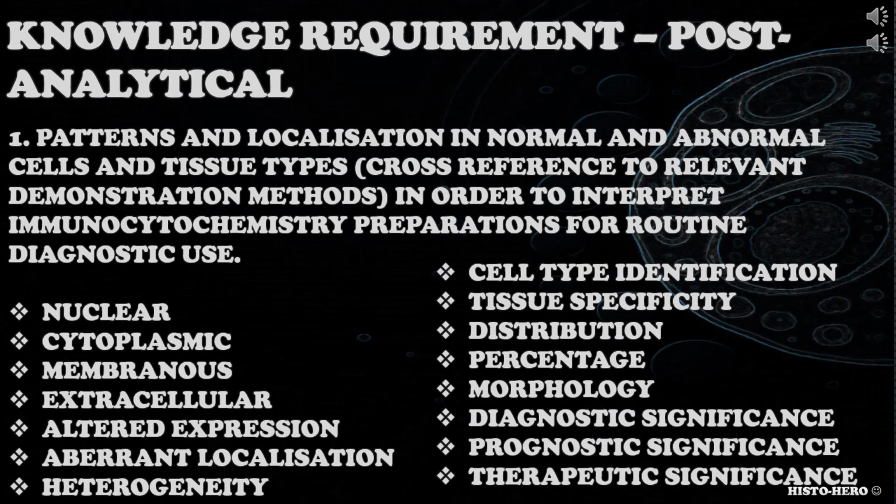Let's have a look at the first post-analytical knowledge requirement, which is for you to know patterns and localization in normal and abnormal cells and tissue types in order to interpret immunocytochemistry preparations for routine diagnostic use. You can cross-reference this to relevant demonstration methods in Section 2.